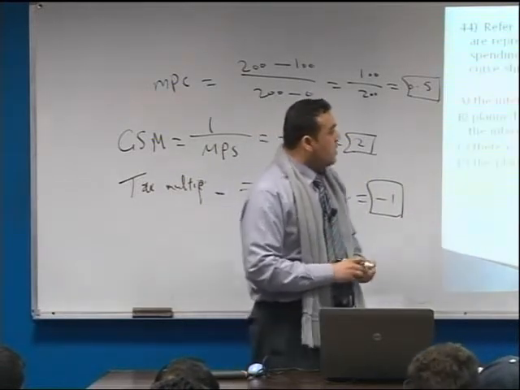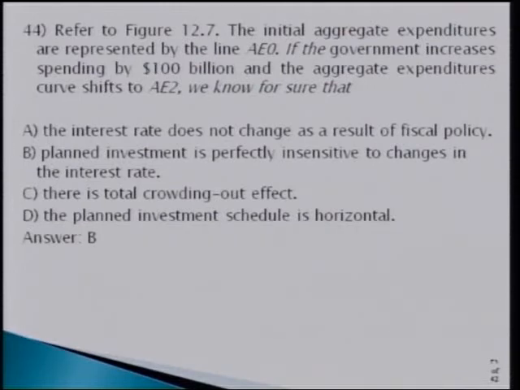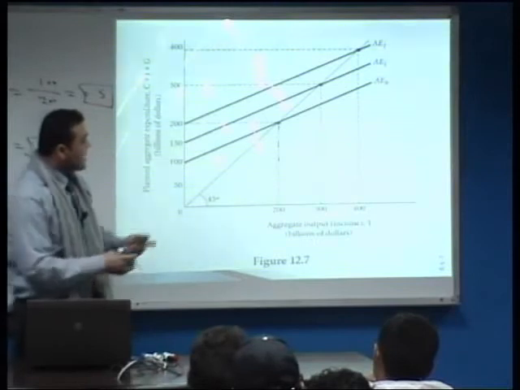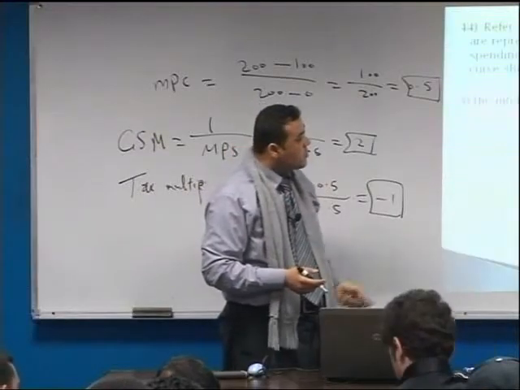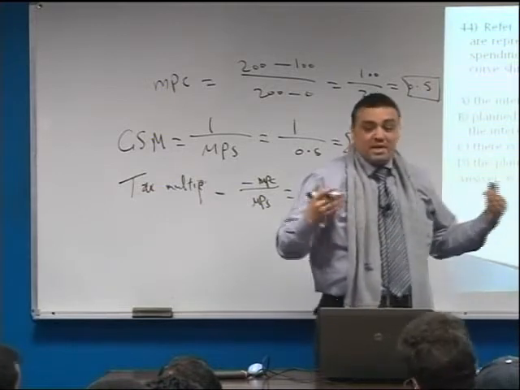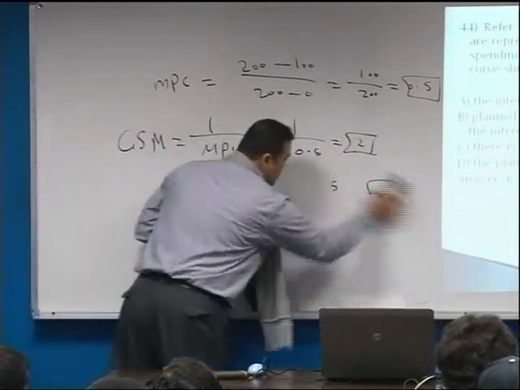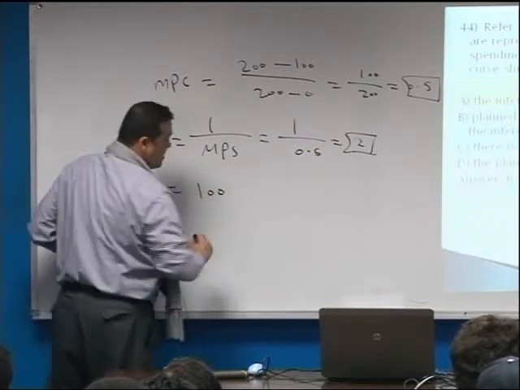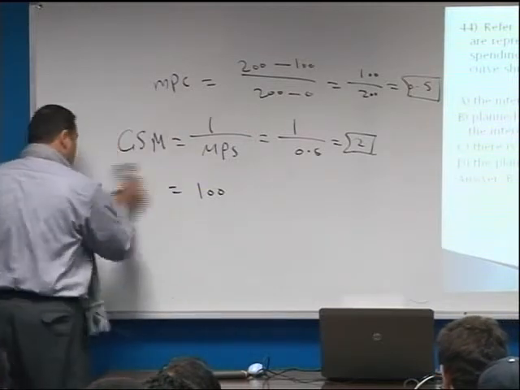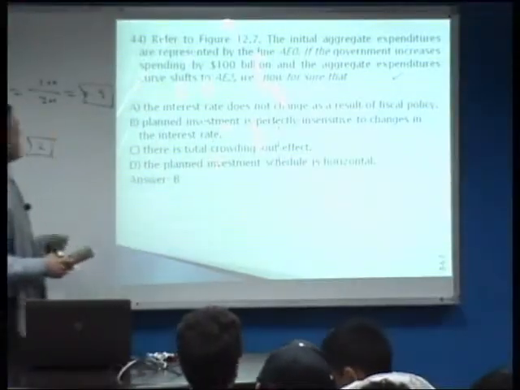Let's go. Refer to the figure 12.7. The initial aggregate expenditures are represented by the line aggregate expenditure 0. This is the first initial aggregate expenditure function. Let's see what the exercise says. If the government increases its spending by $100 million, this means we have an increase in G by $100 million, which is delta G. Delta G equals positive $100 million, and the aggregate expenditure curve shifts to aggregate expenditure 2.